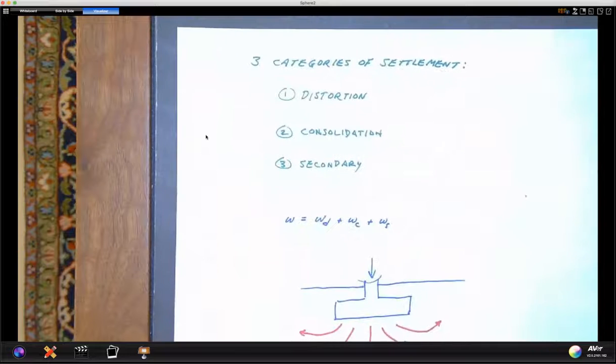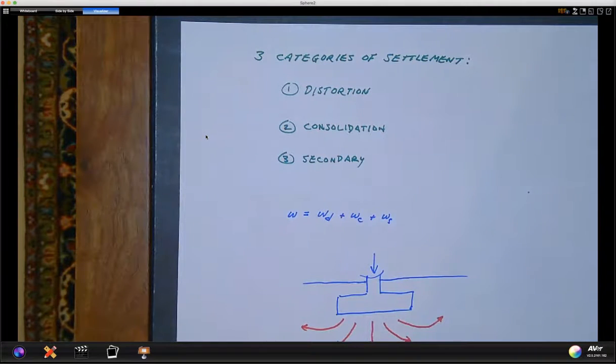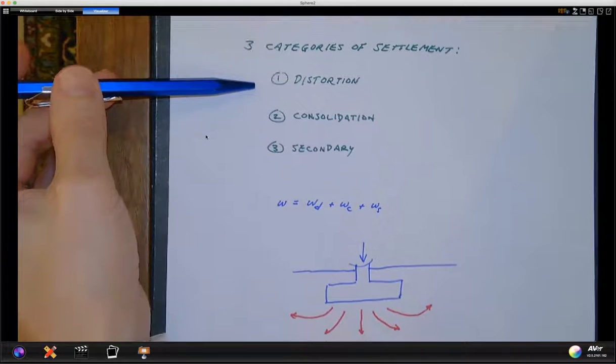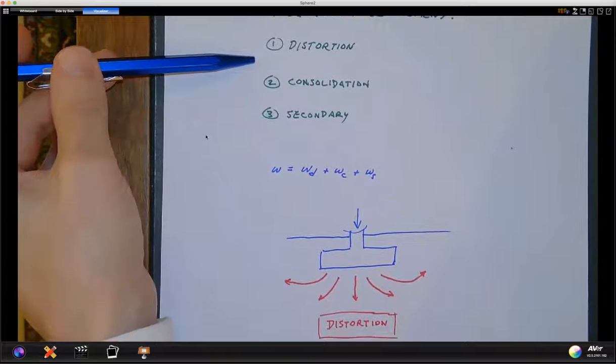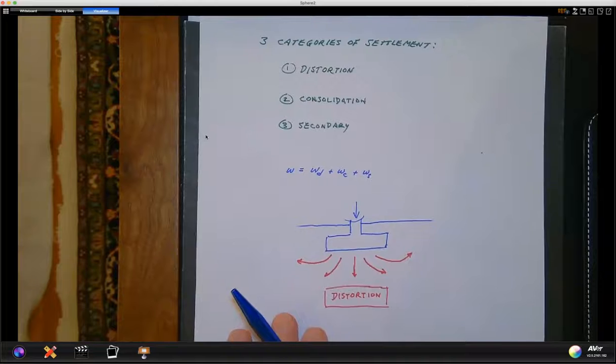Categories of settlement come into play. One is distortion, which is shown below, by the way. And I'll back up just a little bit so we see all of it at once.